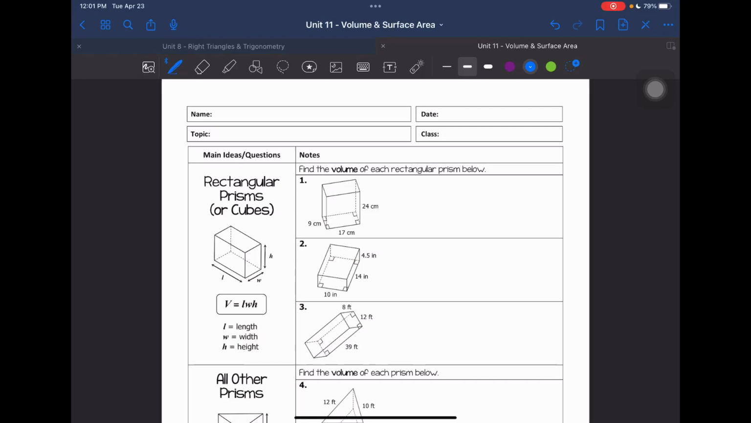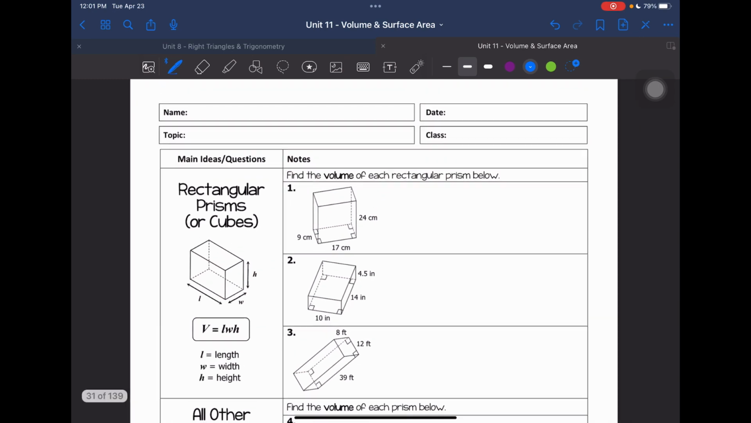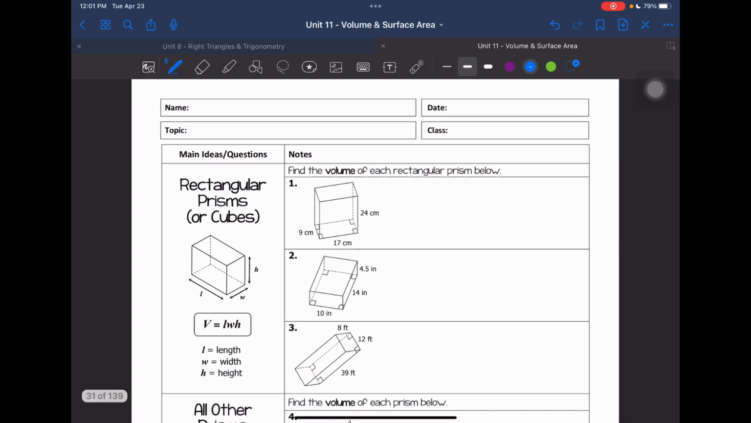Hello everyone, so I'm going to go over 9.6 today, which is all about volume of prisms and cylinders. We've been talking about surface area for a couple lessons, and now we're going to talk about volume. These are both measurements that only apply to three-dimensional figures. Surface area would describe the amount of space around an object or on the outside of an object. Volume would be the amount of space inside of an object.